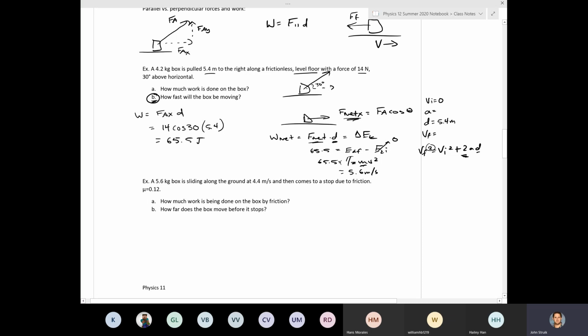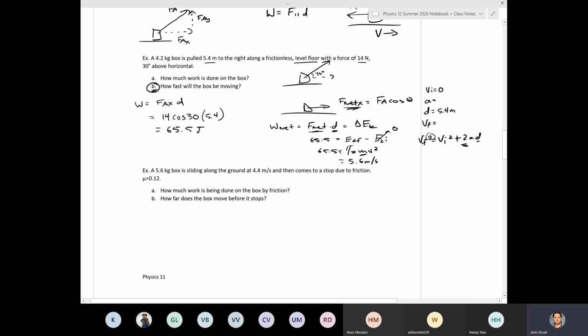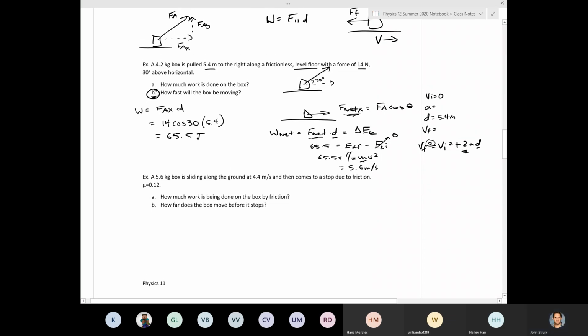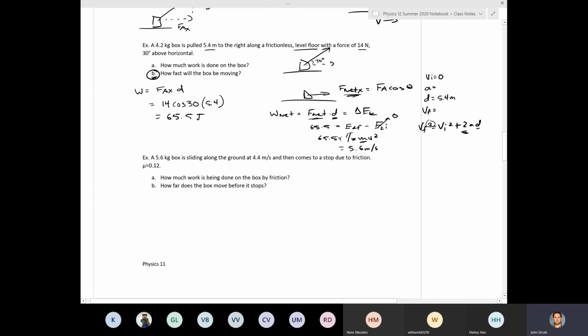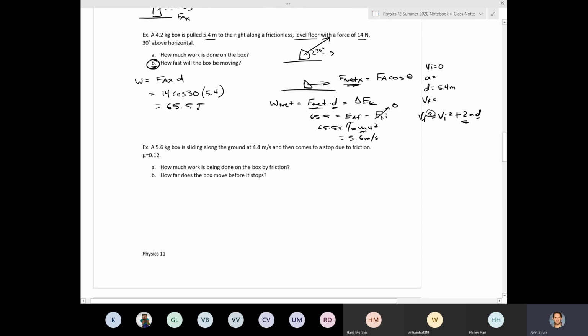If you didn't understand it, that's fine. Okay, next example. So we have now friction on a box. We have a box sliding along the ground at 4.4 meters per second, comes to a stop due to friction. How much work is being done on the box by friction? So the box is moving to the right at 4.4 meters per second, and then it's eventually going to stop. V final equals 0, and VI equals 4.4. I know it's going to the right because this is positive.